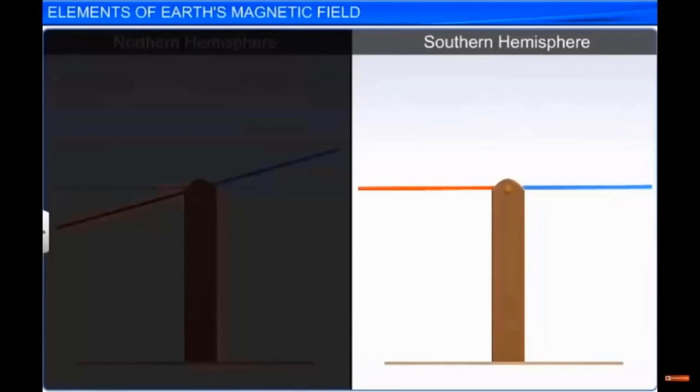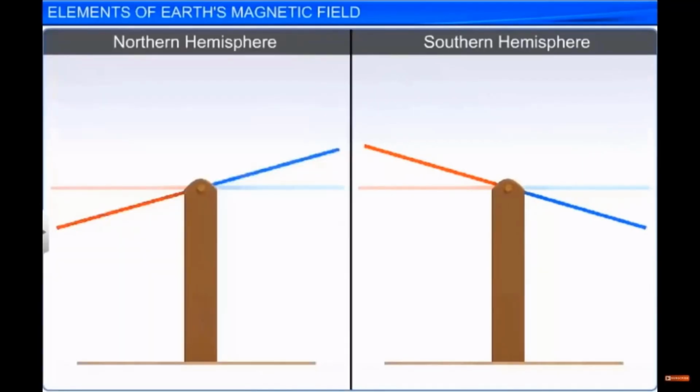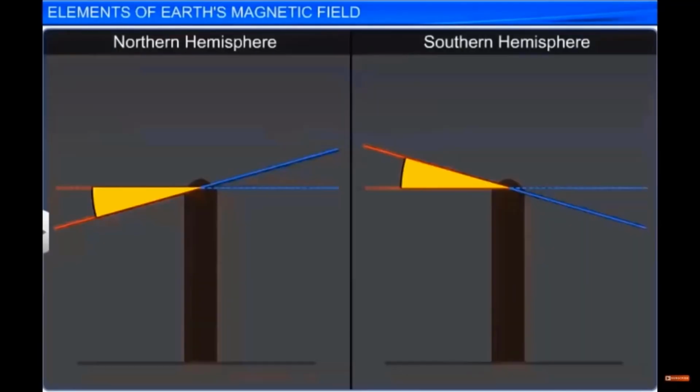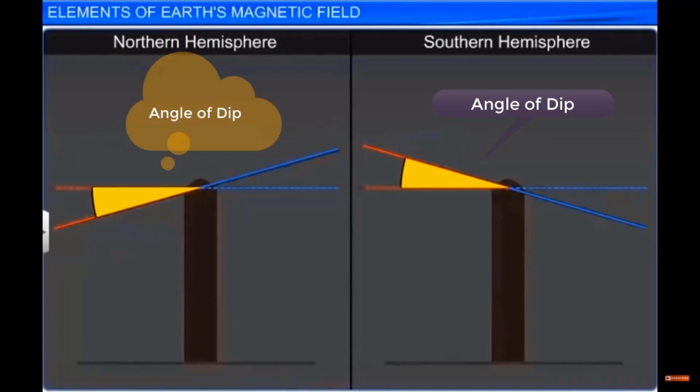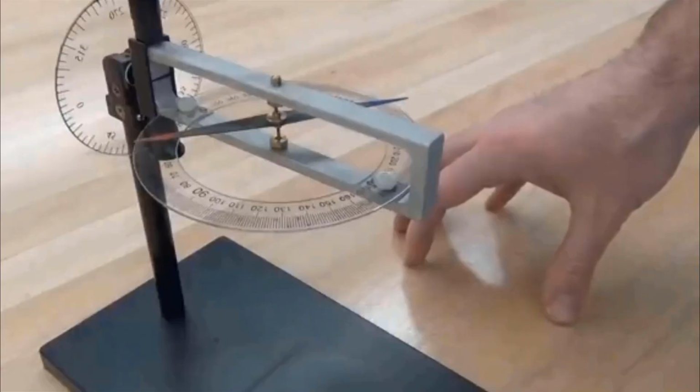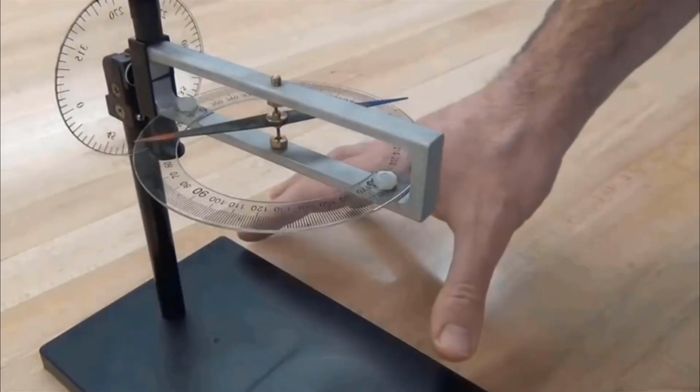Now let's take that magnetic needle to the southern hemisphere. So here you see in the southern hemisphere, it will try to align itself with the earth's magnetic meridian, and therefore the blue pole of that magnetic needle will create a downward angle with the horizontal, and that angle is called the angle of dip.